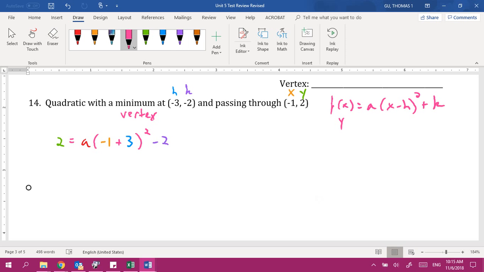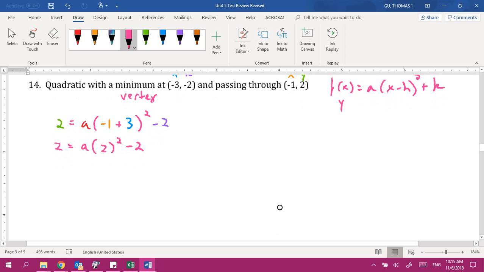So first we're going to simplify what's inside the parentheses. So it's going to be 2 times a. And what's -1 plus 3? 2. So 2 squared minus 2. Next, what do we do? Well, parentheses. We square what's inside the parentheses, right? So we're going to square the 2, which becomes 4. So it's a times 4, or in other words, 4a, right? So I can just write 4a minus 2.